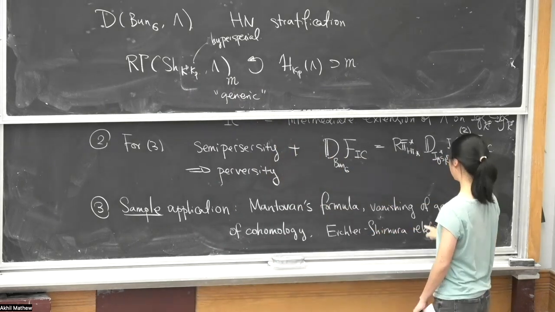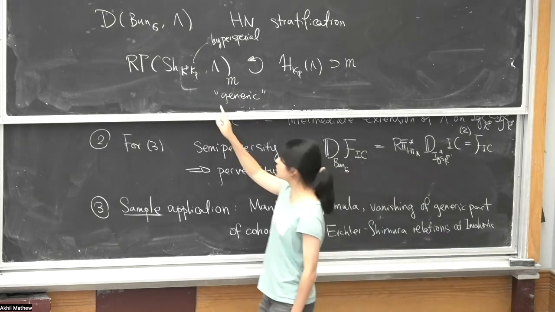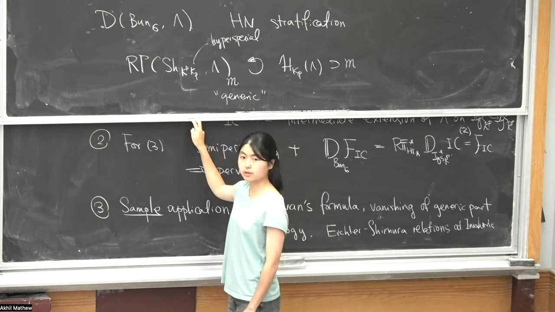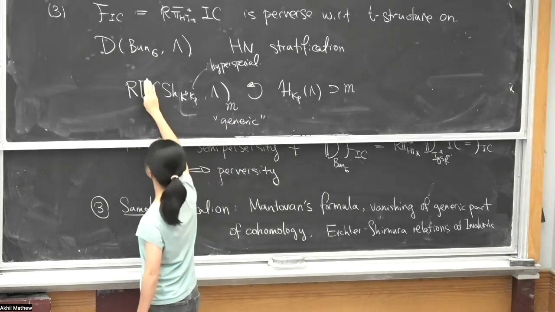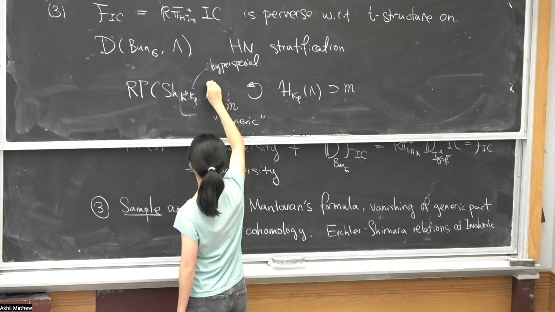The statement here I want to make is that this is true not just for the usual or compactly supported cohomology, but also for intersection cohomology.